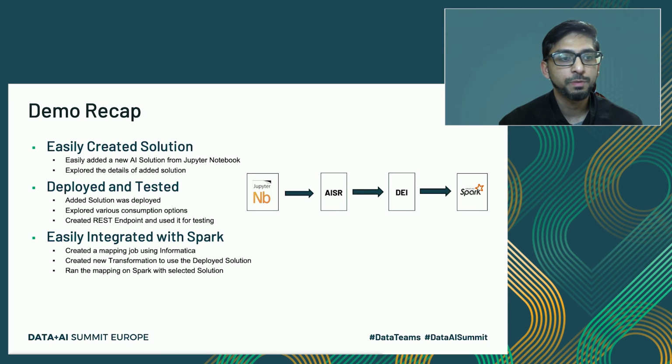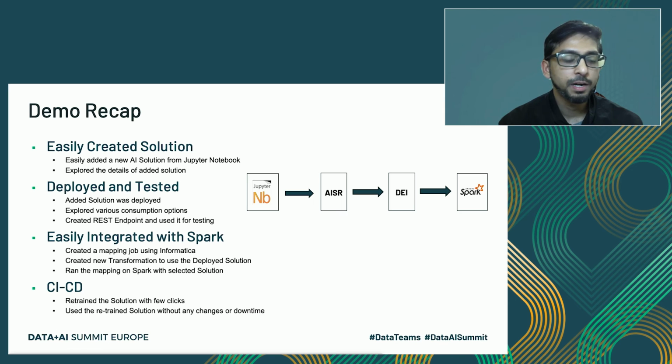Post that, we went to the data engineering integration platform where we created a mapping using Informatica. And there we created a transformation in which we used this deployed solution. Post that, we then ran the mapping on top of Spark. So it was really easy to use an AI solution provided by data scientists on top of the data engineering platform and then to run on top of Spark. Post that, we figured out that our solution needs to be retrained. And so we were able to retrain our solution with a few clicks. And then we used that retrained solution from the data engineering platform with no change and no downtime.